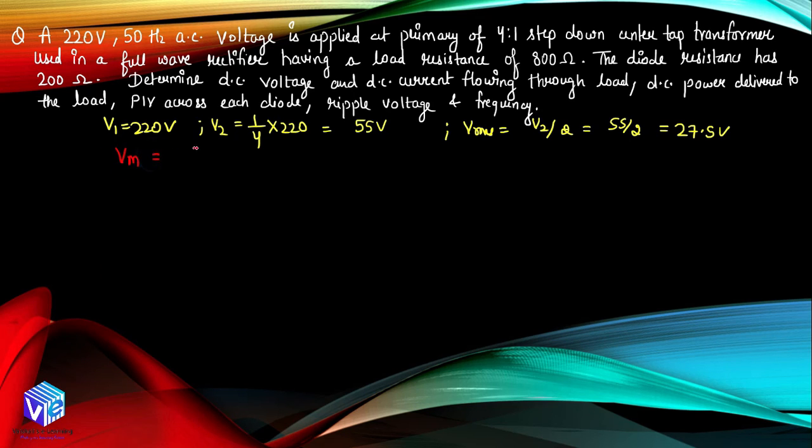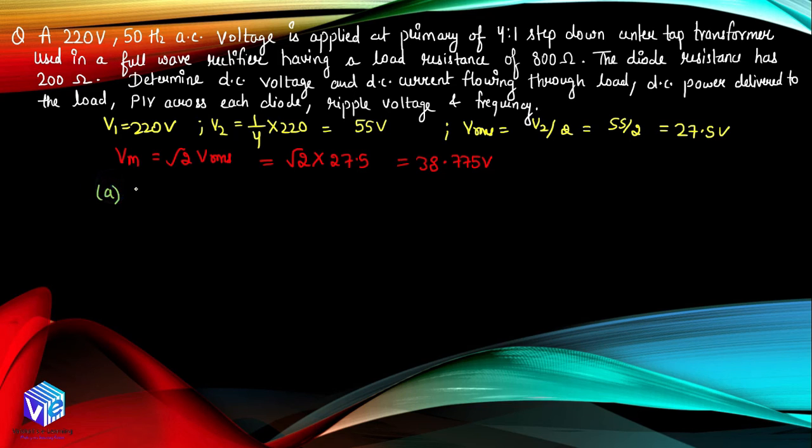So Vm is equal to under root 2 into Vrms. We have calculated the Vrms. This is my Vrms, 27.5. So under root 2 into 27.5. You can put the value of under root 2 as 1.414, and when you multiply 1.414 with 27.5, you are going to get 38.775 volt, right?